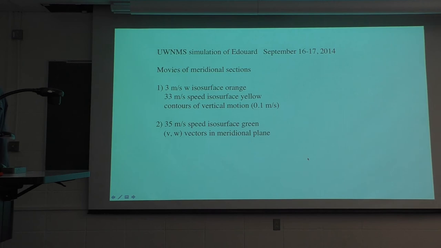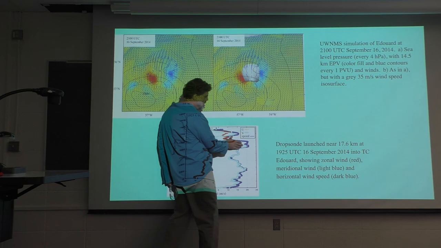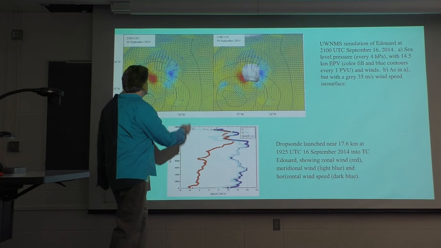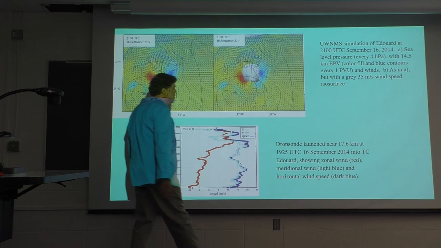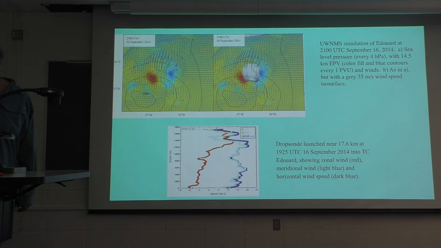We've started to look at trying to validate these structures in the UW-AOS by looking at drop signs. And this particular one does seem to agree with this silver isosurface of maximum polar flow in the model. I'm hoping to be able to do more work of that type.